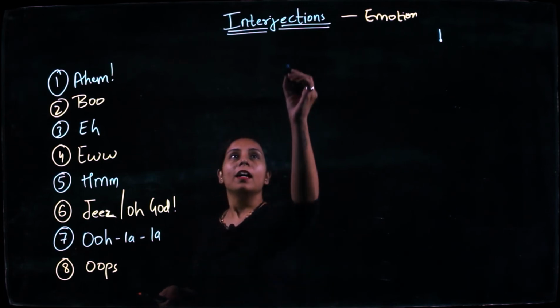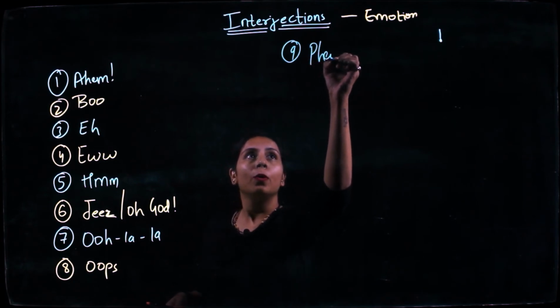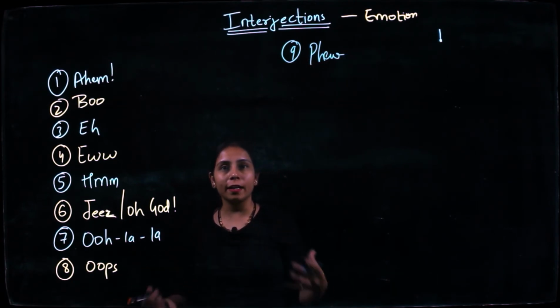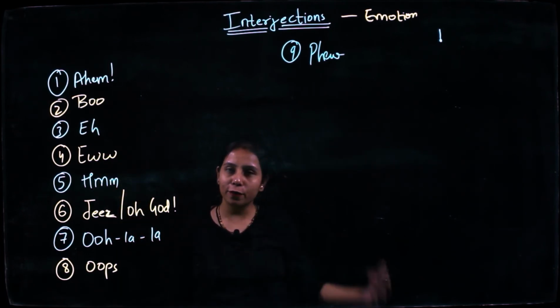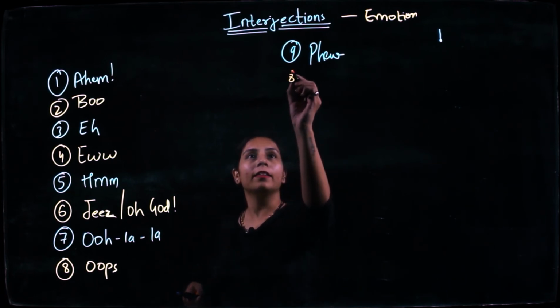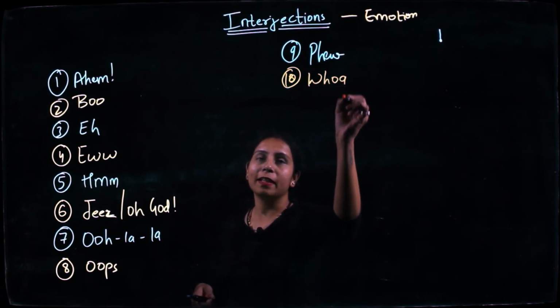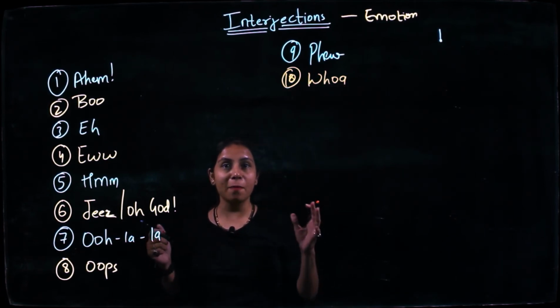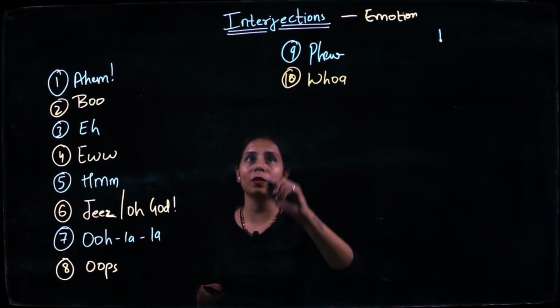All right. And then we talk about phew. When you did something and you're tired or you're relieved, you did some big work and you're like, phew, phew. So phew is used this way. All right. Tenth is whoa. When we like something, we say, whoa, it's amazing. So, whoa, amazement is explained with one word.